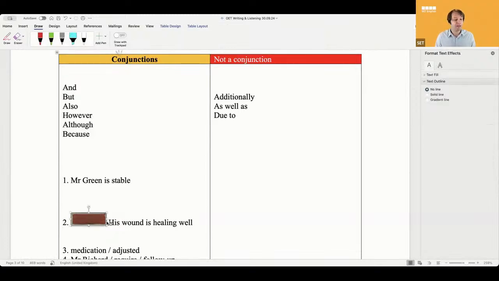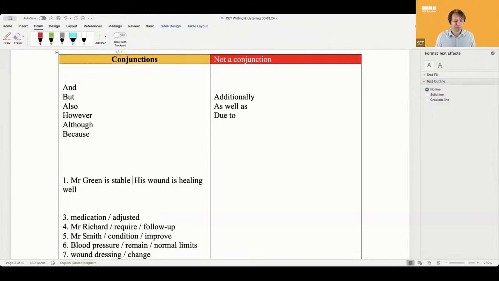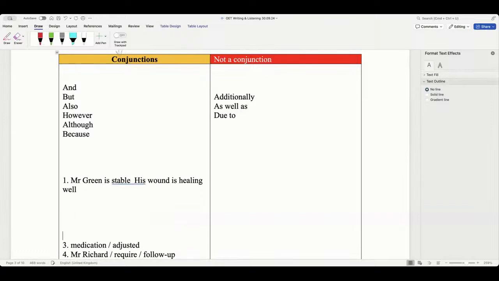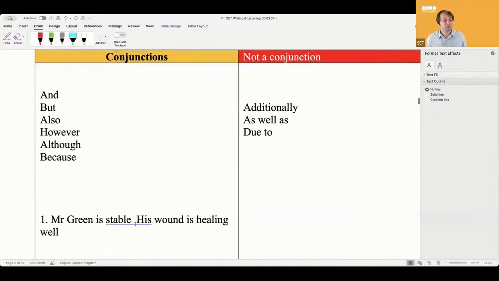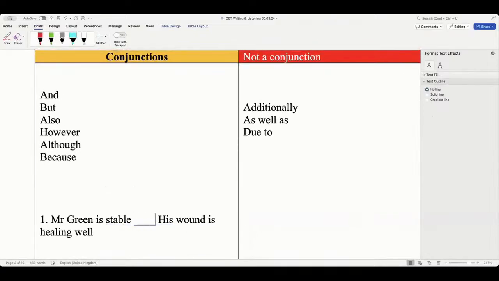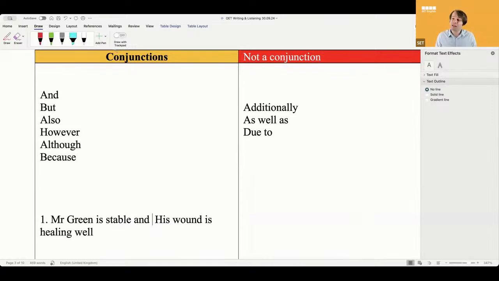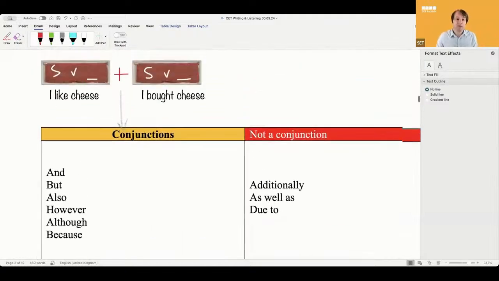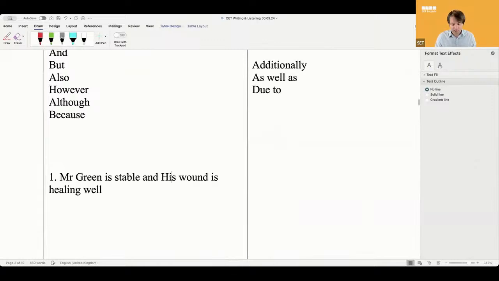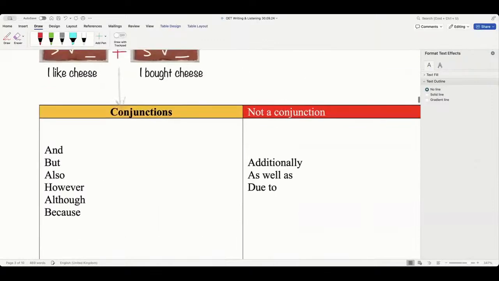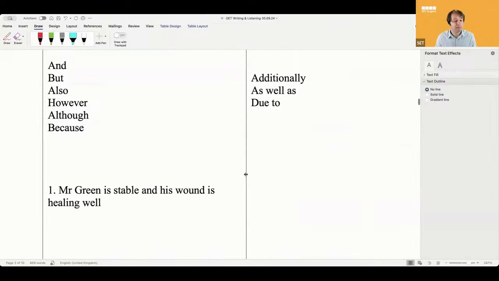So Mohadissa, can you say hello? Okay, I want to join these together. Can you tell me how? Yeah, we use a conjunction, but, and. Mr. Green is stable and his wound is healing well. So is this right, guys? Yes. Now, if I do this, do we have two bricks here? Does everyone agree there are two bricks in this sentence? Yes.